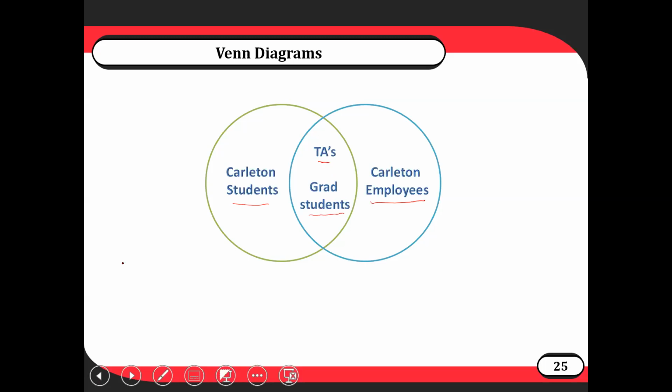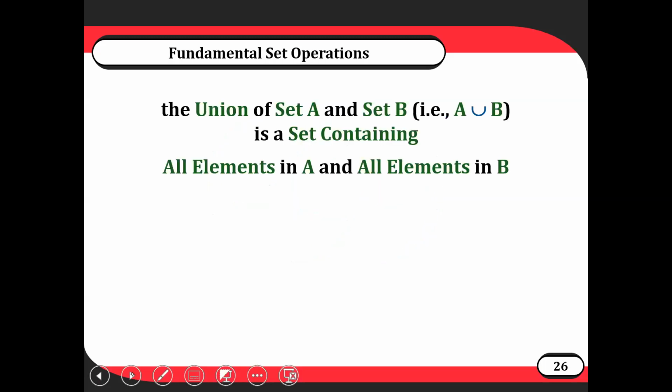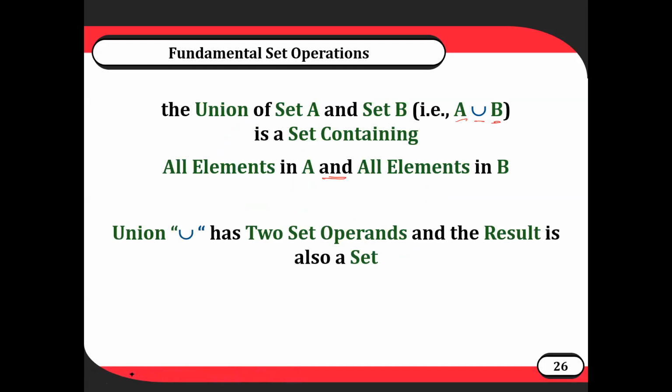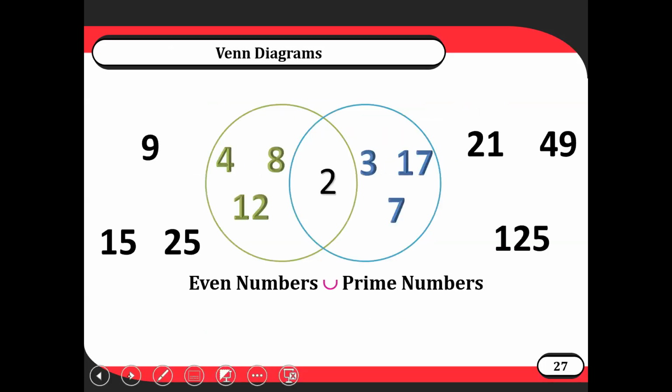Okay, good. Any questions? Okay, so another operator: the union of a set A and a set B, which we write as A union B, is a set containing all the elements in A as well as all the elements in B. So a union has two set operands and the result is also a set. This is not a proposition in this case; it returns a set. So if we take the even numbers union the prime numbers, we would take everything in both of these sets. This would be the result of even numbers union prime numbers.